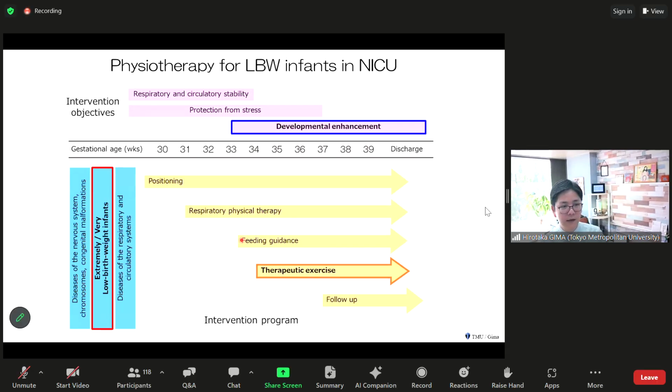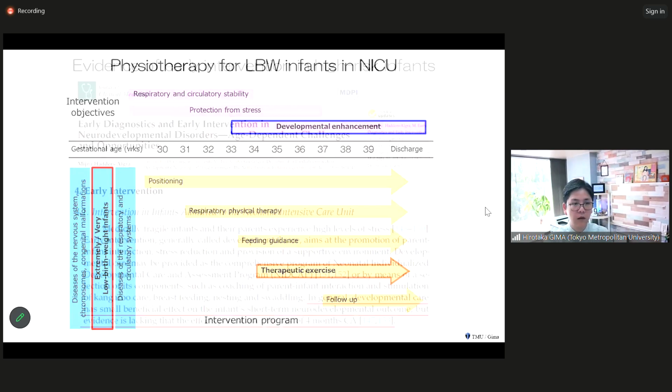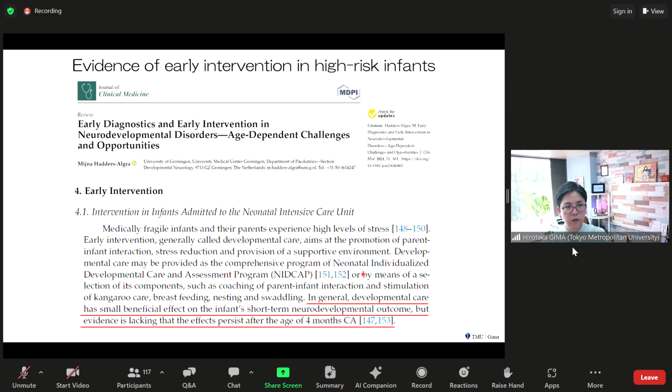Thank you. Okay, there are some intervention programs, and I think therapeutic exercise is most important in supporting their development. The therapeutic exercise for low birth weight infants is practiced by physiotherapists in NICUs all over the world. However, some negative data have been reported in recent years.